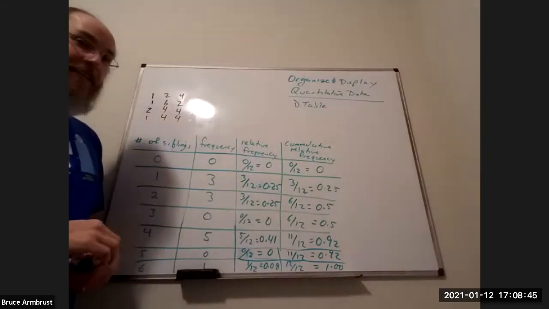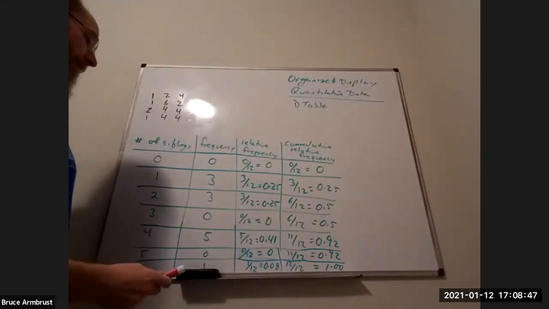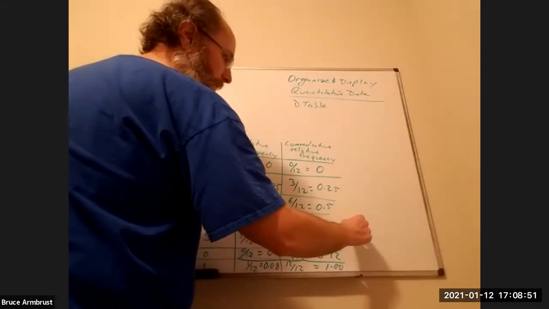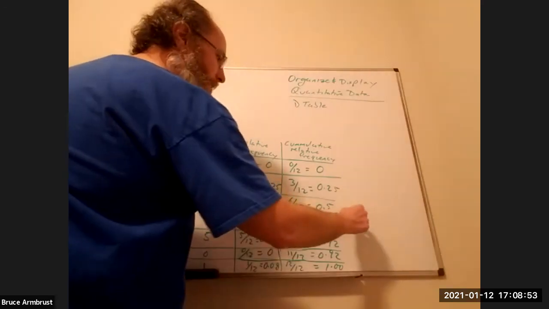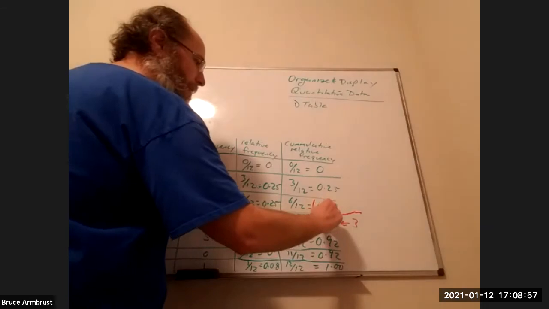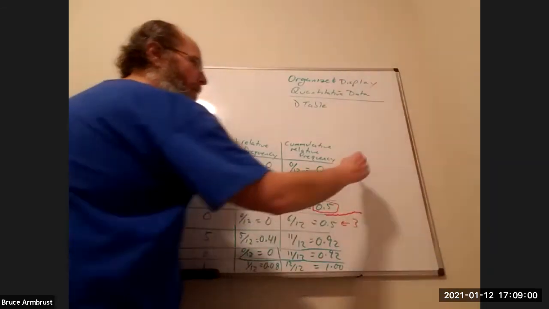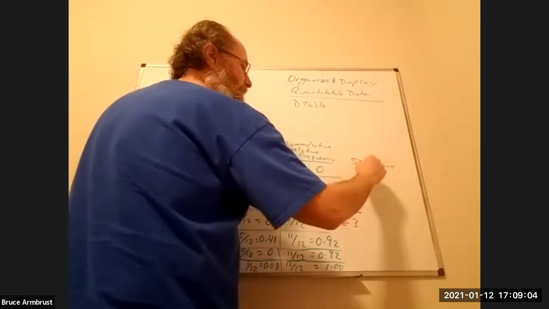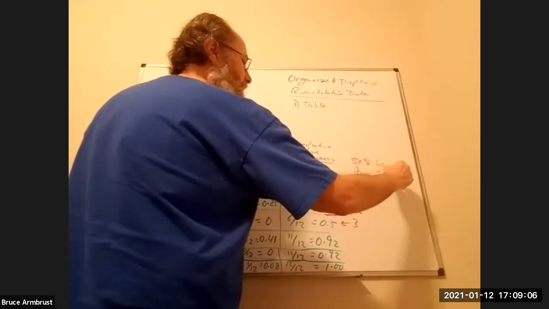But this is how easy it is to determine. I want to know fewer than 3. Well, here is 3, right? If I want fewer than 3, it's the next number up. So I know that 50% have fewer than 3 siblings.